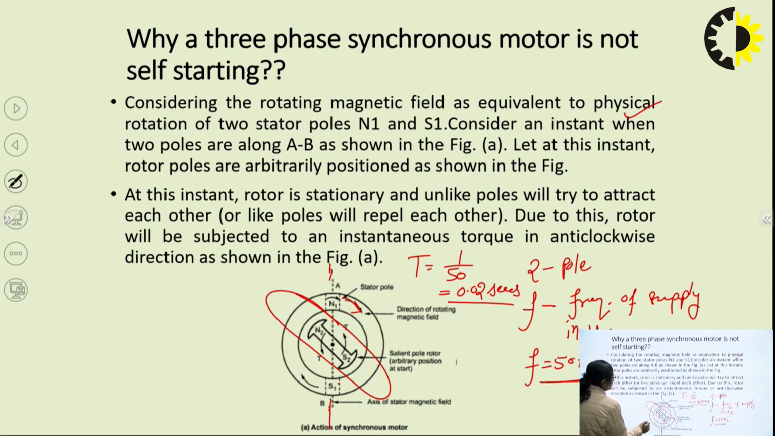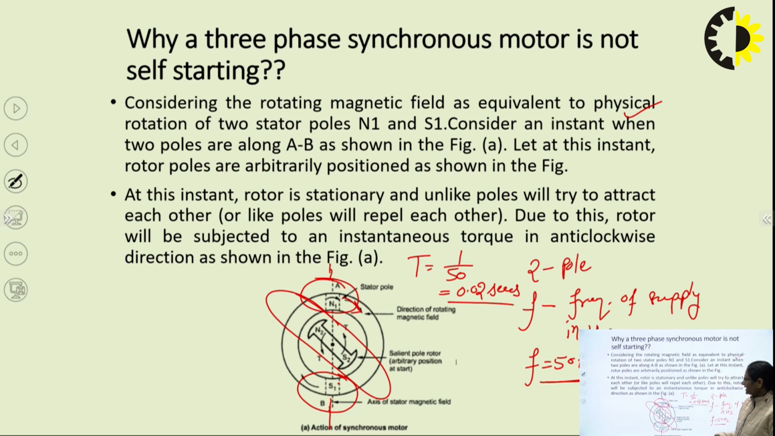Due to this, the rotor would be subjected to an instantaneous torque in anti-clockwise direction, right? This was a particular instant of time. At this instant, this was the position of the N1 pole of the stator, and this was the position of the S1 pole of the stator. So, at this instant of time, we found that the rotor is subjected to an instantaneous torque, and the direction of that torque is anti-clockwise, right?